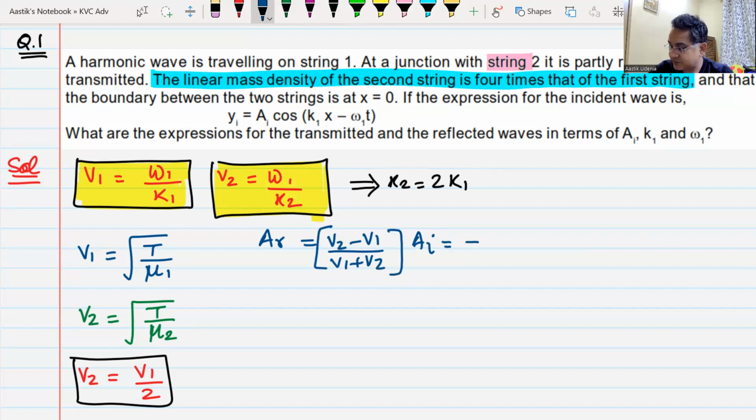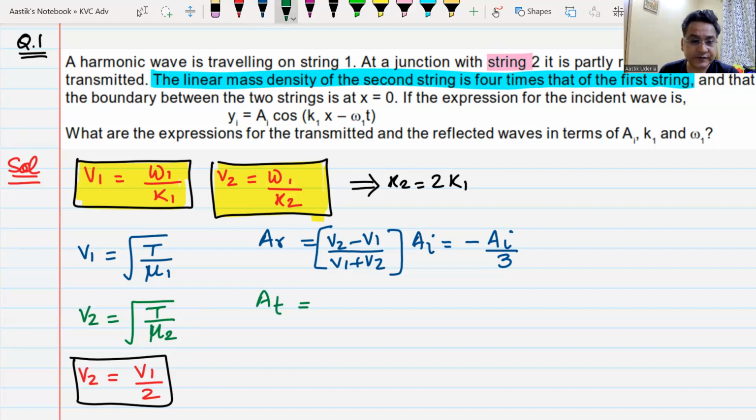What does minus AI by 3 indicate? What does this negative sign indicate? Direction. That the wave has undergone a phase reversal of pi. Just now I told you that.